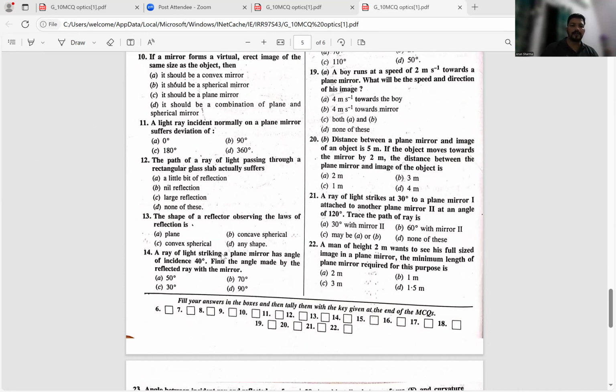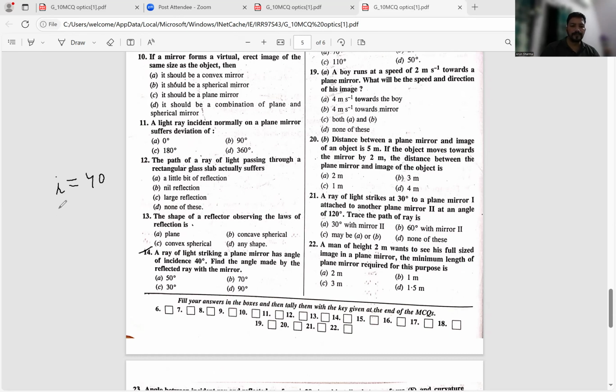So we move on to the next question, because these questions are very easy, and you will try, and after that, if you face any problem, then you ask freely. A ray of light strikes a plane mirror with an angle of incidence i equal to 40 degrees. Then find the angle made by the reflected ray with the mirror.